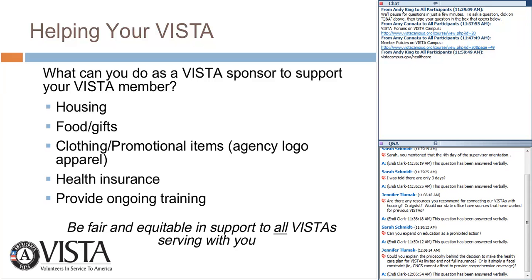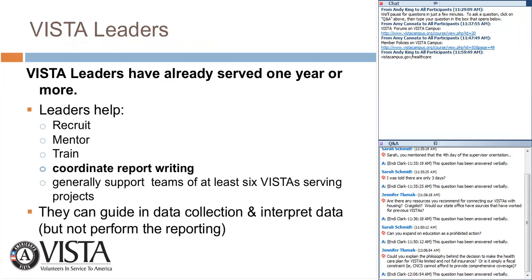The thing about health insurance is, as I mentioned before, you can provide your VISTA members with health insurance, but you cannot identify them as employees of your organization. And then lastly, as far as helping your VISTA members, we always encourage you to engage them in training opportunities that your organization has, or even partnering organizations. Let the VISTA members participate so that they can certainly develop their skills. The last slide within this section is about VISTA leaders.